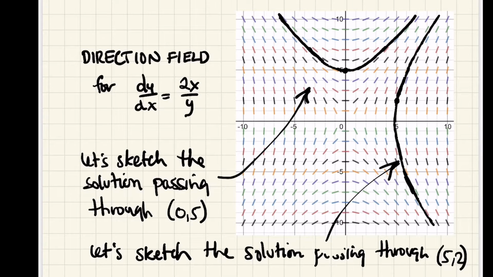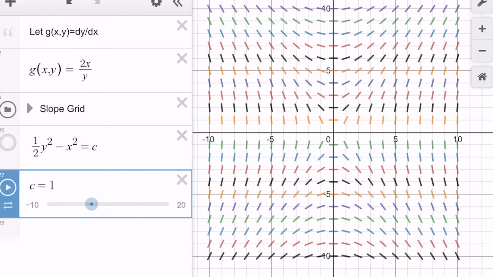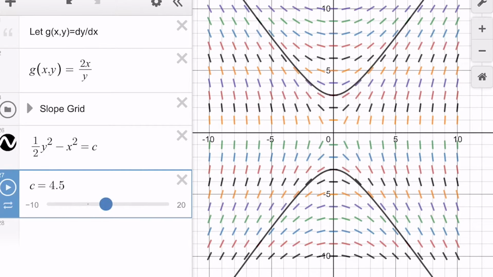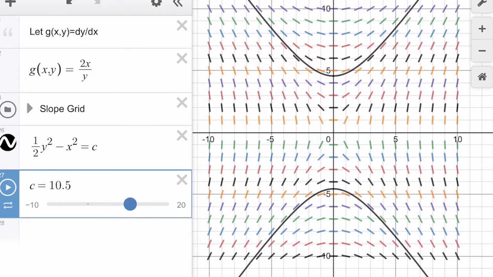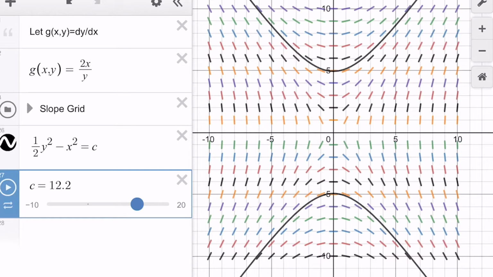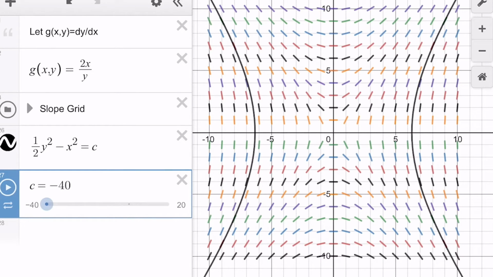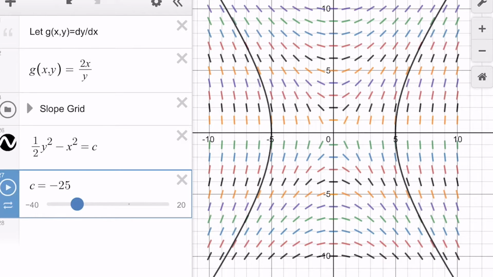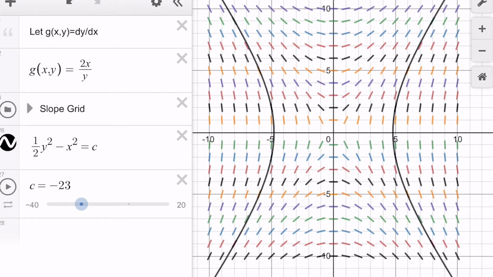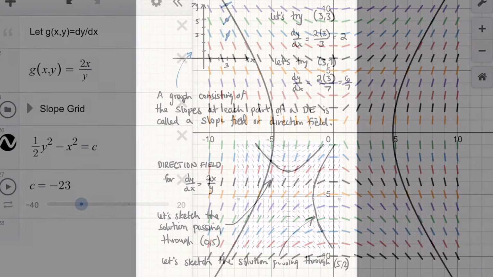You might recognize these shapes from pre-calculus when you studied conic sections. These are hyperbolas. In particular, the family of solutions is 1/2 y squared minus x squared equals a constant. And if we turn that on, you can see the hyperbolas. There was our solution through 0, 5. And there was our solution approximately through the point 5, 2.